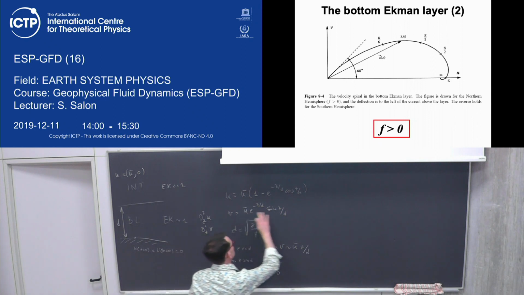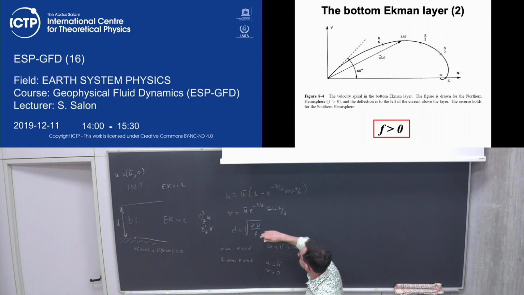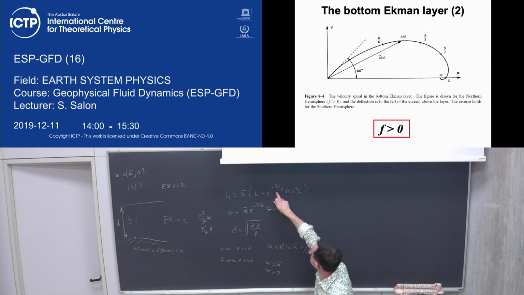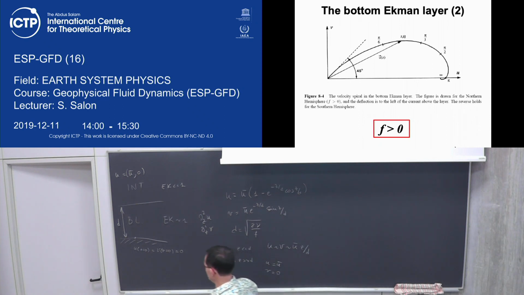So the shape of the solutions has an exponential term, which gives us the switching off, the decreasing of the influence of the solid bottom. So the larger is z over d, the smaller, of course, will be this term. And then we have a trigonometrical dependence.